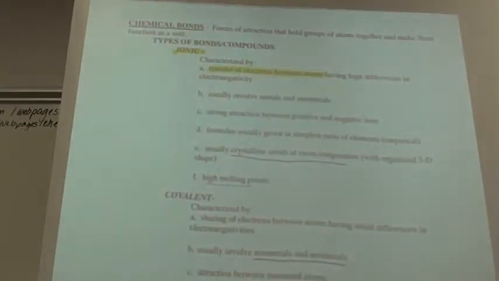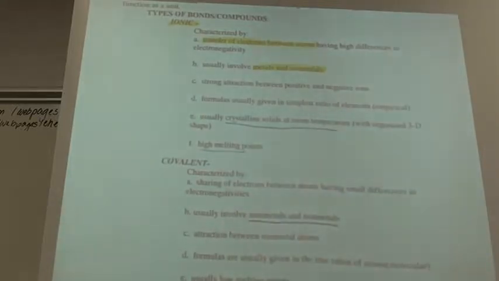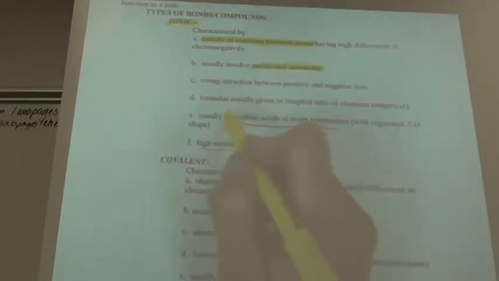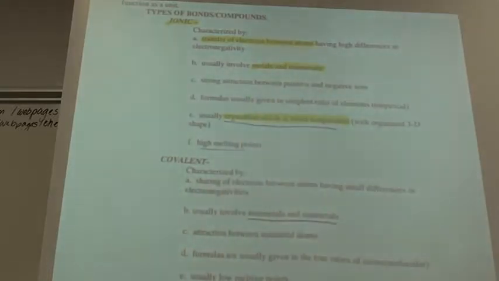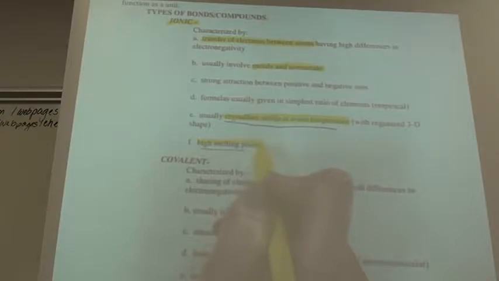The first type is an ionic bond. An ionic bond is characterized by a complete transfer of electrons between atoms. It involves a metal and a non-metal. It comes about because there's a strong attraction between the positive and negative ions that make up an ionic bond. The formulas are usually given in the simplest, lowest ratio, the empirical formula. They are usually crystalline solids at room temperature. They have very high melting points.